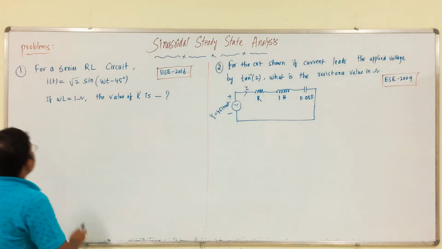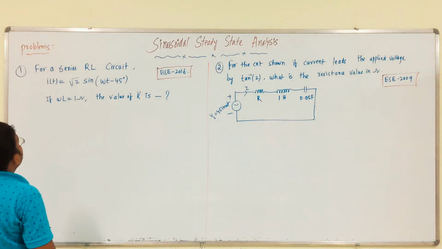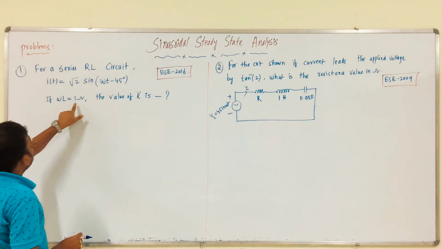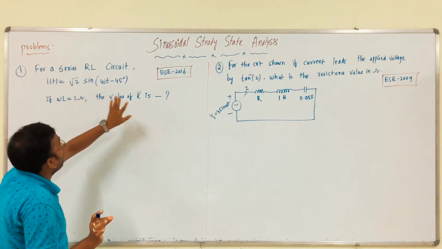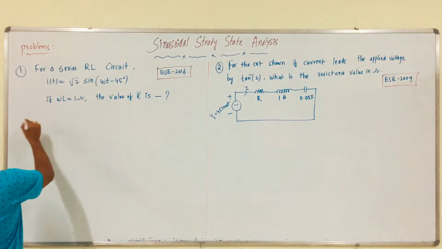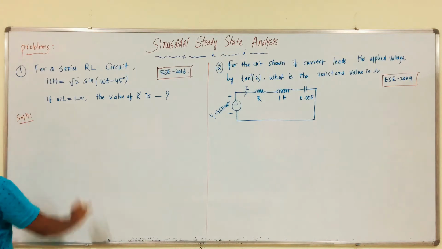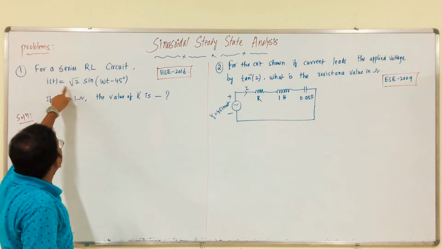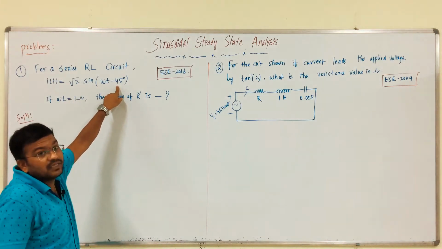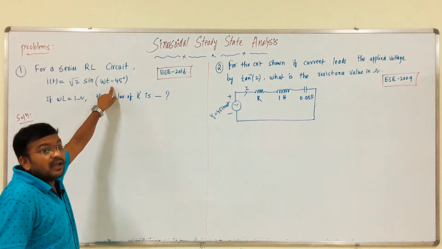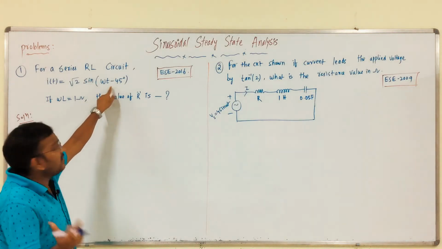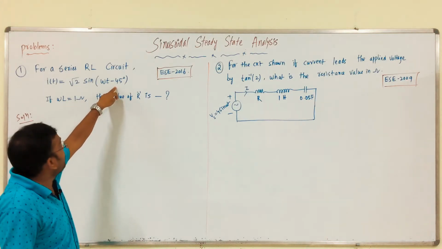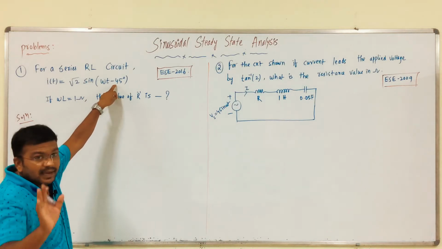For a series RL circuit, the current is root 2 sin omega t minus 45. If omega L is equal to 1 ohm, then what is the value of R? Current is minus 45 means what? Minus angle, that is lagging. Current lags voltage by 45 degrees. By default, he provided minus 45, that is lagging. Clear?